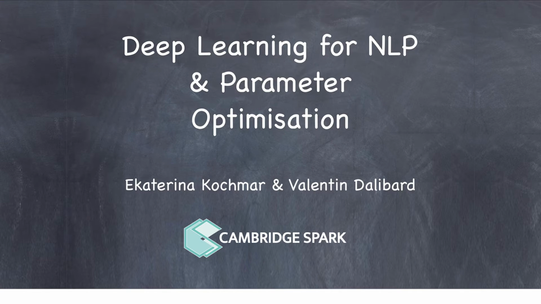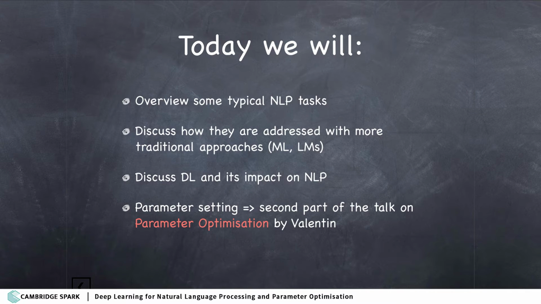Today we are going to talk about deep learning for natural language processing and parameter optimization. So I'm going to talk about the NLP part. We will overview some of the typical tasks in natural language processing, and we will discuss how those can be solved by more traditional machine learning techniques, including different classifiers, and I will also introduce you to the idea of language models that have been used traditionally in NLP for quite a long time.